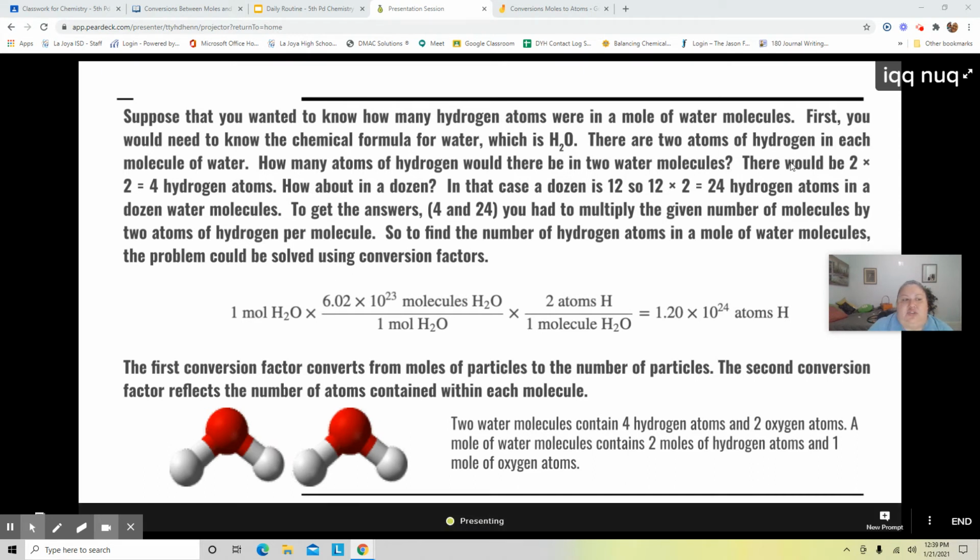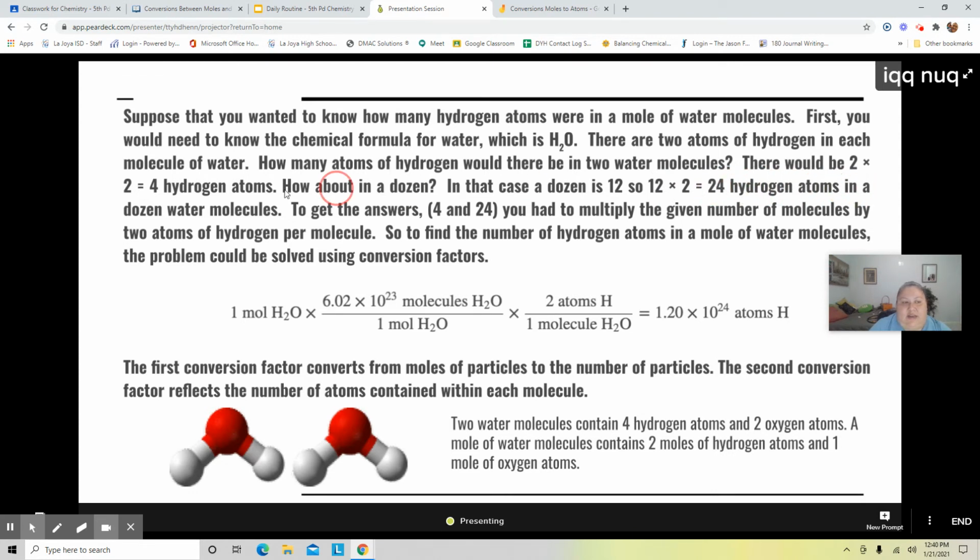Okay, there would be 4, right? So now instead of 1 molecule, you have 2 molecules, just like you see down here. How many hydrogens? Well, how many white atoms? 4, right? 2 times 2 is going to be 4. How about if you have a dozen molecules? So that dozen is 12. So if you have 12 molecules and each molecule has 2 hydrogen atoms, you multiply it and you get 24.